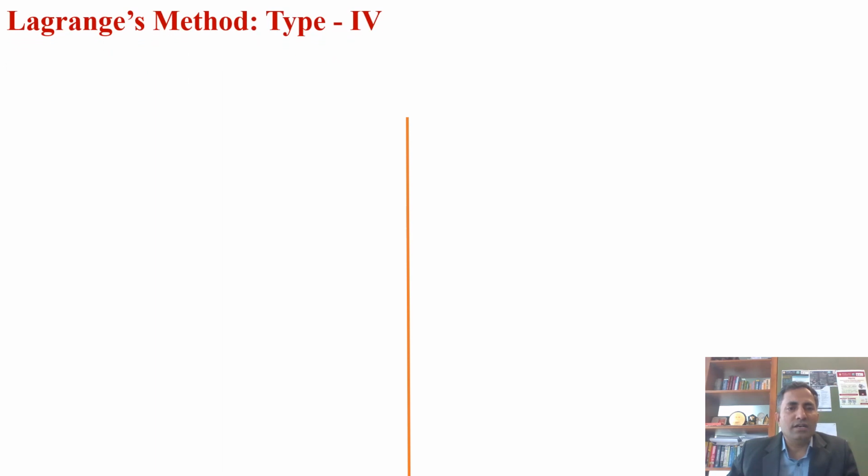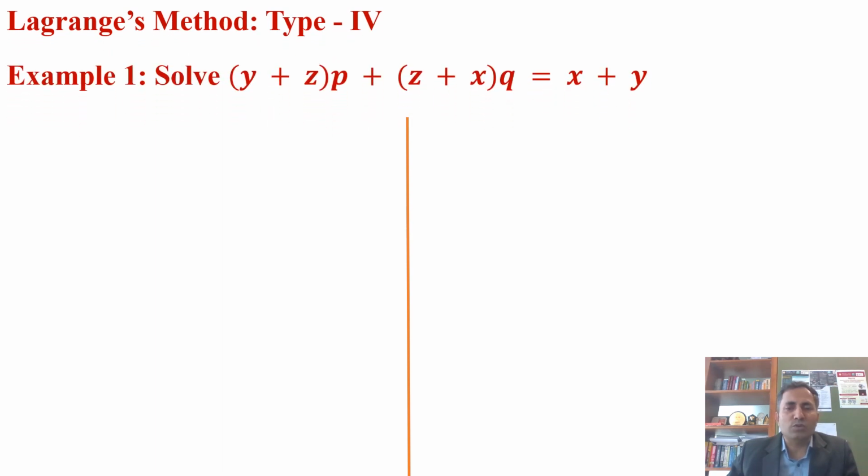So in this type 4 directly we will go to the question first and we will see what happens in type 4. But it doesn't matter, you can solve by type 1, 2, 3 also for some questions. Here we have selected example for type 4 only. The first question that is given here is (y plus z)p plus (z plus x)q is equal to x plus y.